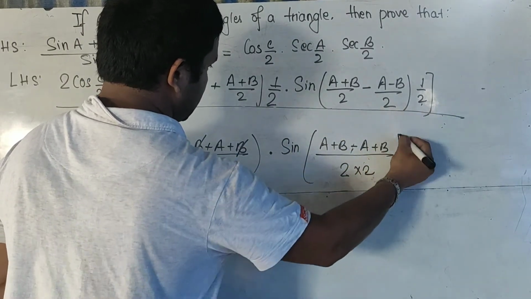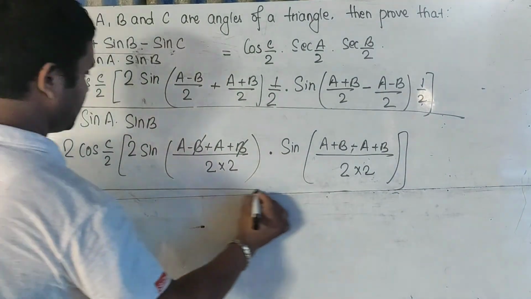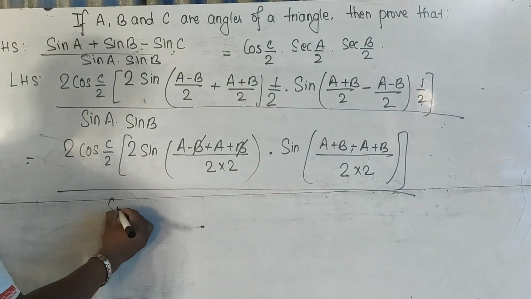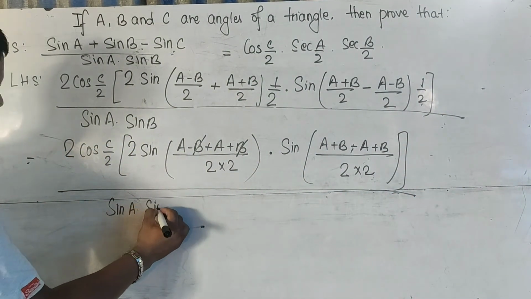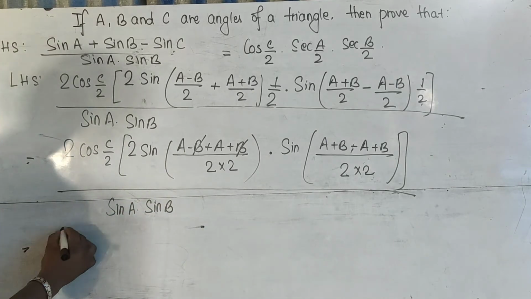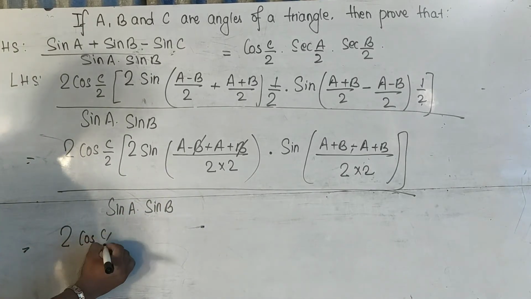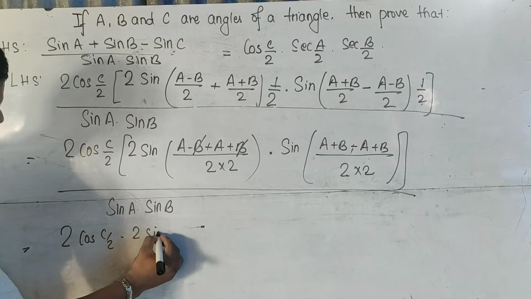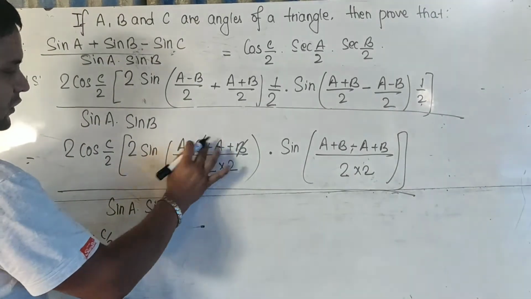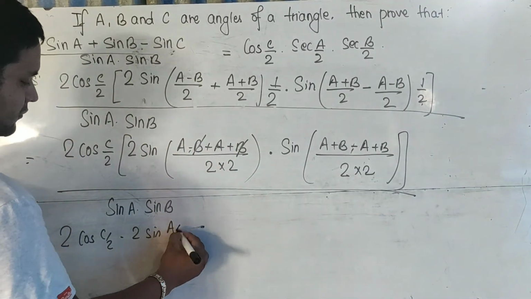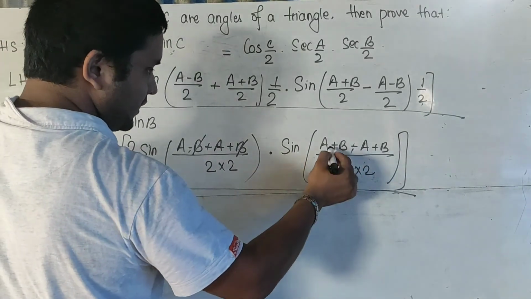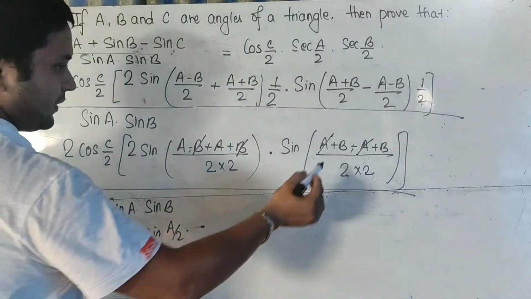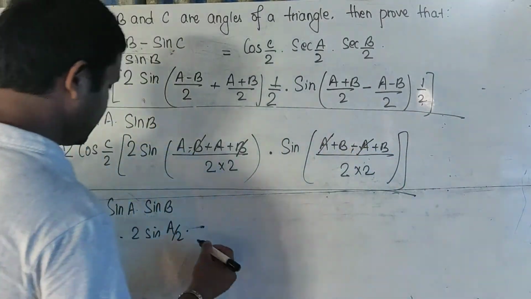By sin A dot sin B equals 2 cos C/2 dot 2 sin. Now when you solve, A plus A gives you 2A, 2A by 4 gives you A/2. Similarly, plus A minus A gets cancelled, so B plus B gives you 2B, 2B by 4 is B/2.